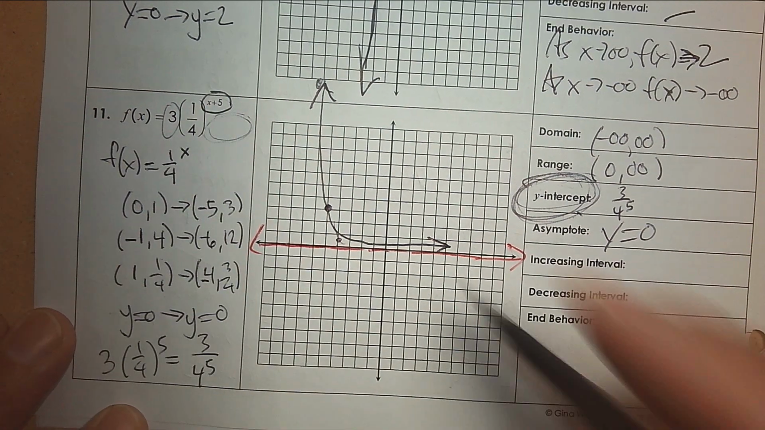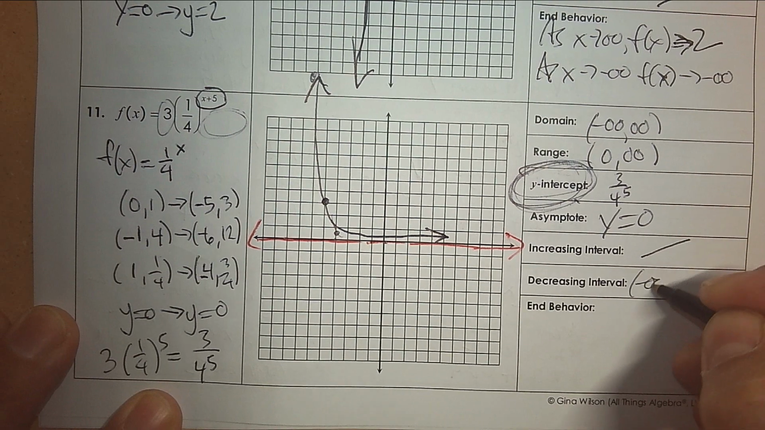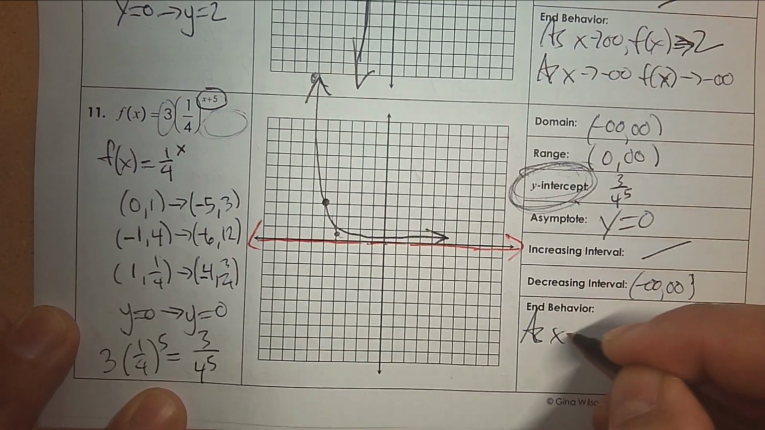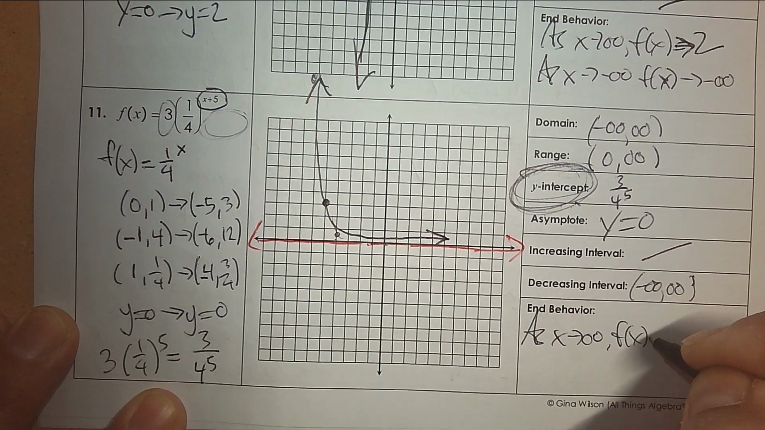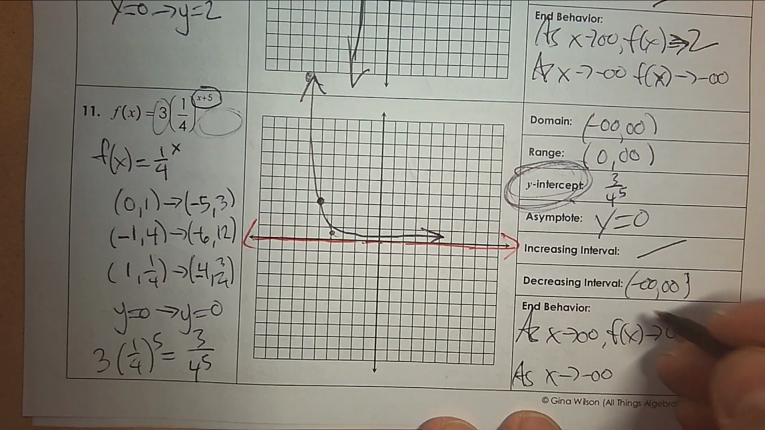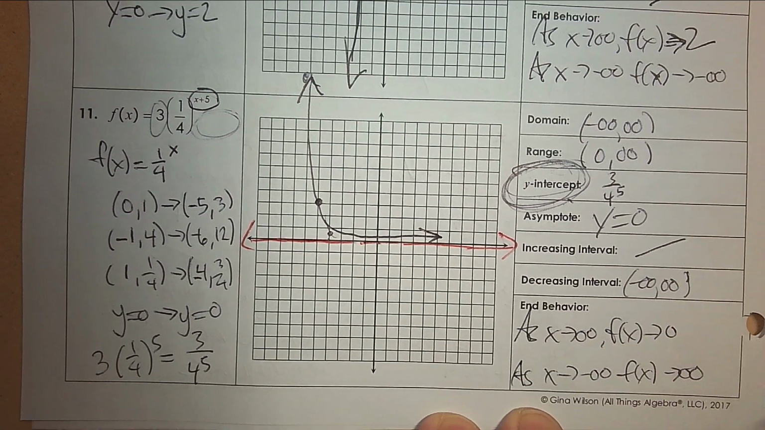Is this increasing or decreasing? Left to right. It is decreasing. What's the behavior? As x approaches infinity, what's the right end going to? As x approaches negative infinity, what's the left end going to? So when you're ready, turn the page.